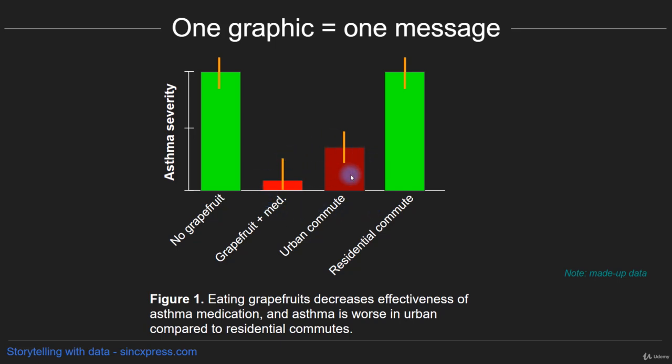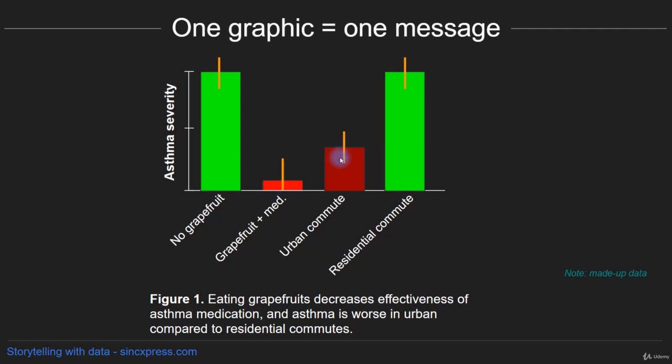So there are actually two messages in this plot, one about grapefruit and medication, and one about the nature of the commute and the location of the commute. The problem with showing two different messages in the same plot is that your audience will assume that these two pieces of information must be connected, and they will be searching for the connection between them.